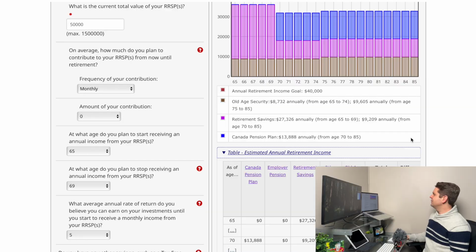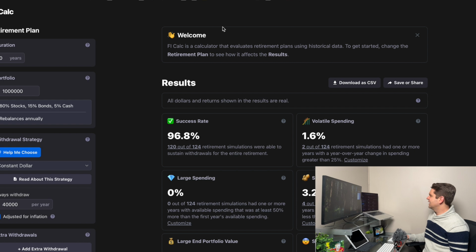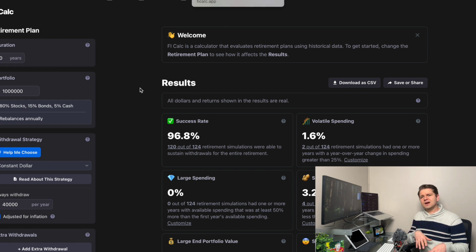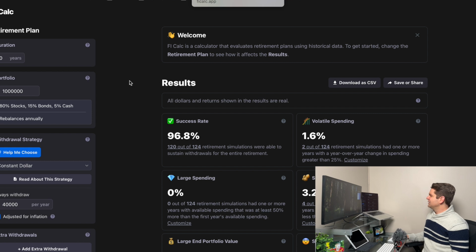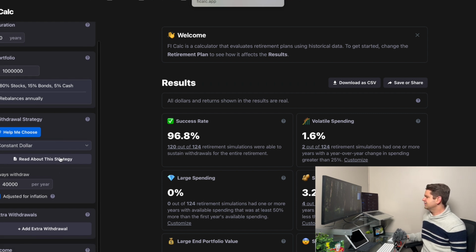And so let me just show you another thing here. Again, all of these links, the retirement calculators, I'm going to leave them all down below. Here's FICAL, so it's retirement planning, and you can do a lot of testing here.